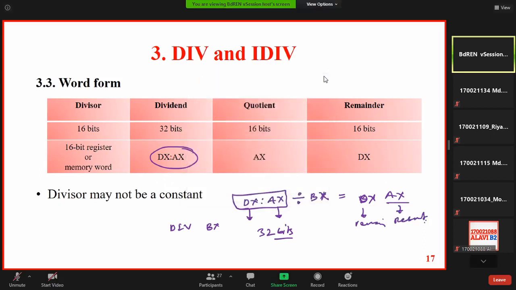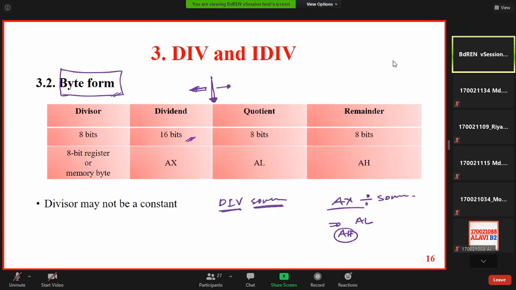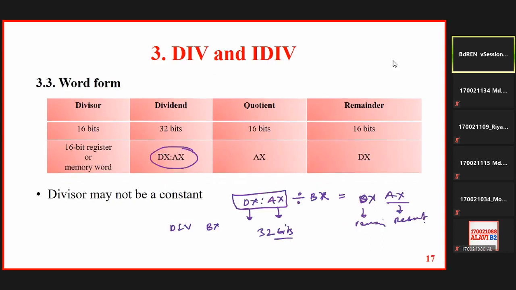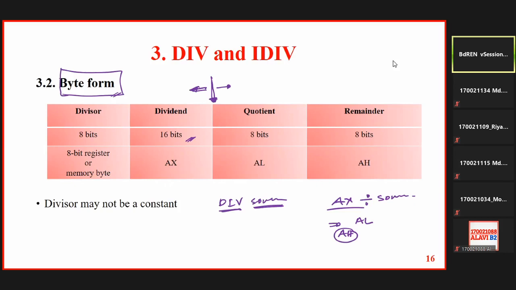Is it okay? Just try to remember that. If I just go back, ax will be divided by the source, and the result will be in al, and the remainder will be in ah. In this case, try to see the lower half will have the result, and the upper half will have the remainder.